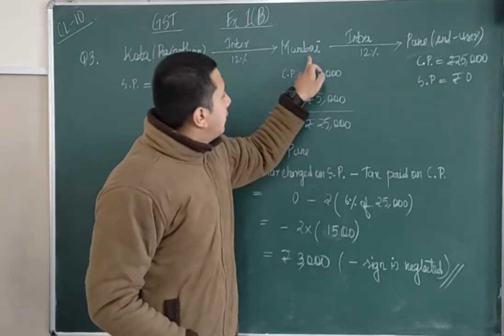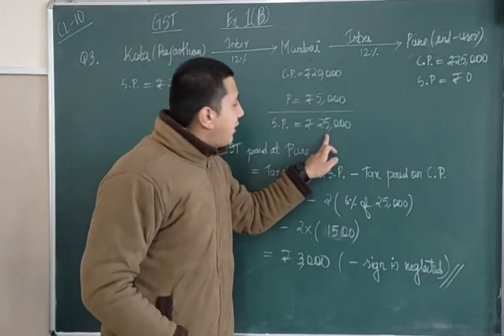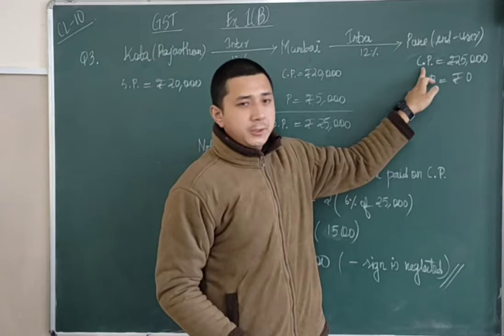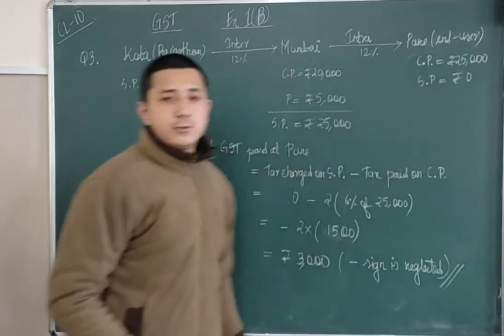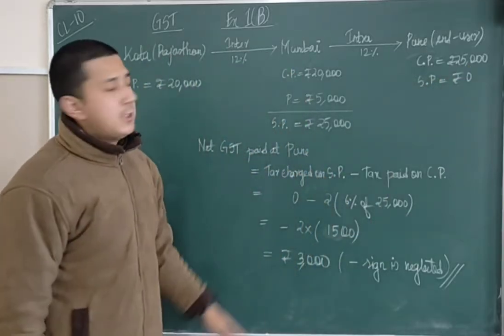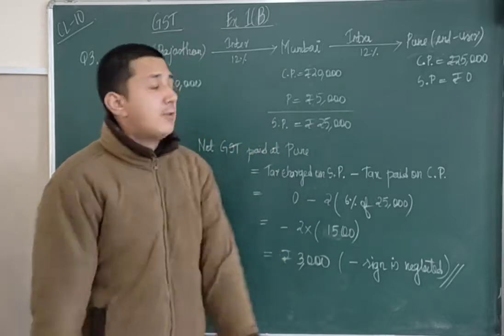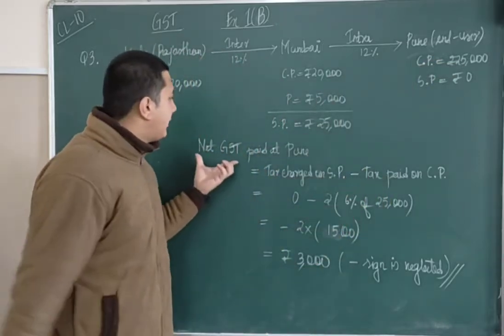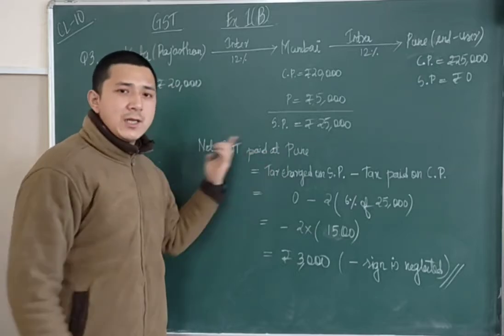Now he is selling at 25,000 to the guy in Pune. So what will be the cost price for Pune? 25,000. Am I clear? Remember, we are calculating net. So I will not be including the GSTs out here because I am calculating net. Please be clear with this. I have told in the last class as well.